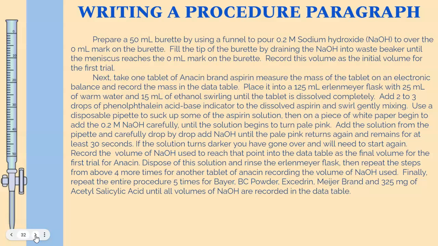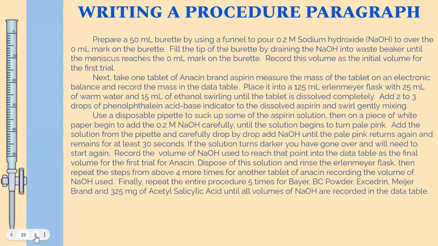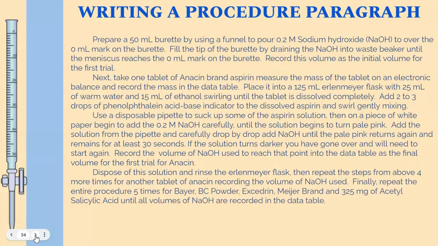Now what I do with the aspirin, it tells me what to do with the aspirin. Once I've finished and dissolved the aspirin, I'm going to use the pipette to start my titration, making sure that I'm prepared by sucking up some of that solution. And then I have a white piece of paper. I'm going to add that until the solution is pink, and then I'm going to stop and record the volume. Then I'm going to dispose of the solution, repeat it again, and then finally repeat the entire procedure 5 times for the Bayer, etc.